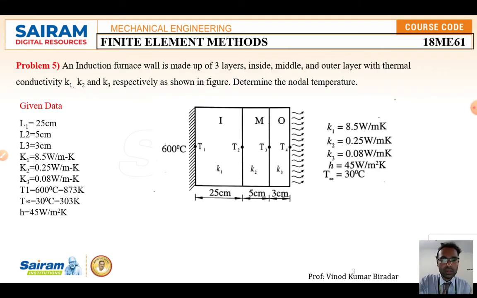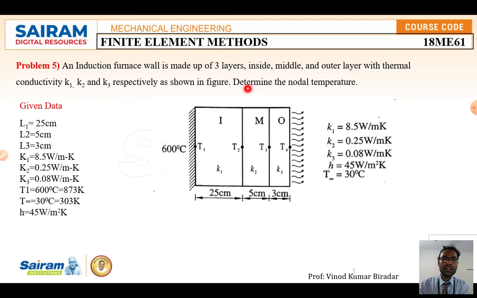First we have to observe the diagram and see which type of boundary condition it is. At node number 1 it is completely fixed, but here the wall is exposed to the environment. The induction furnace wall is made up of three layers: inner, middle, and outer. This is close to the furnace, this is the middle surface, and this is the outer surface. Here heat loss due to convection will be there, and here the boundary condition is fixed, that is, the surface temperature is given: T1 is equal to 600 degrees centigrade.